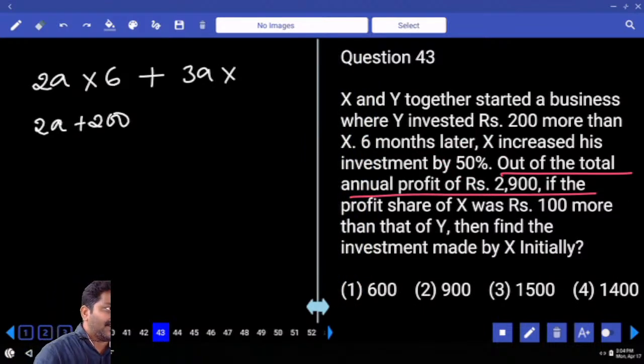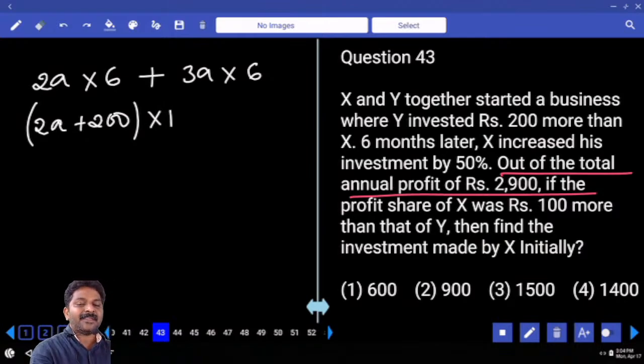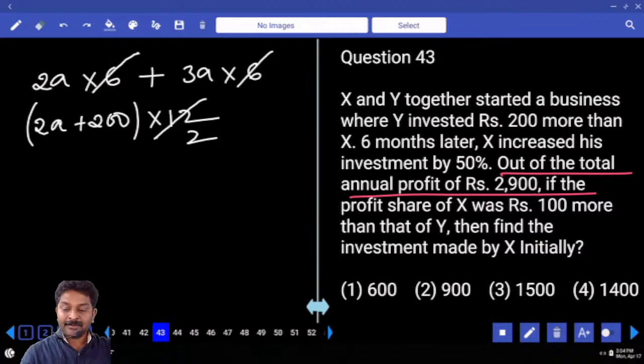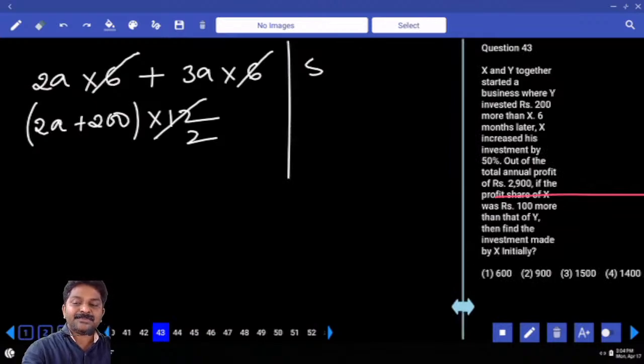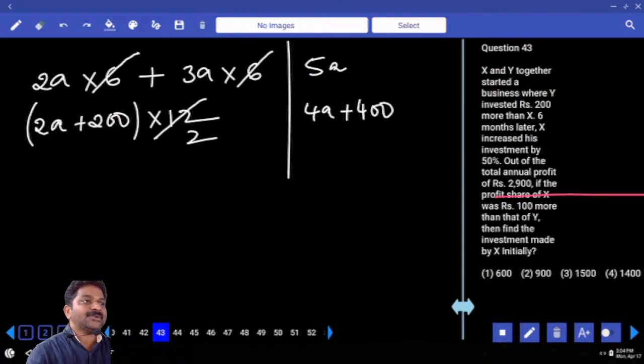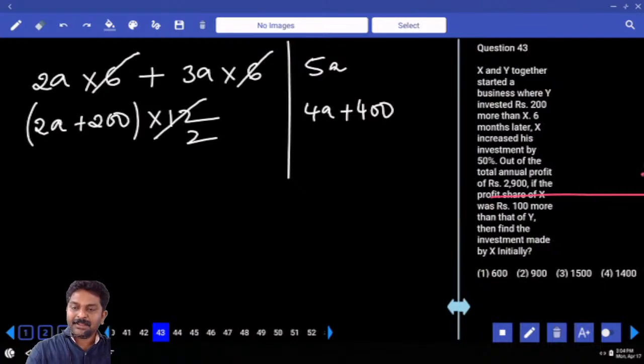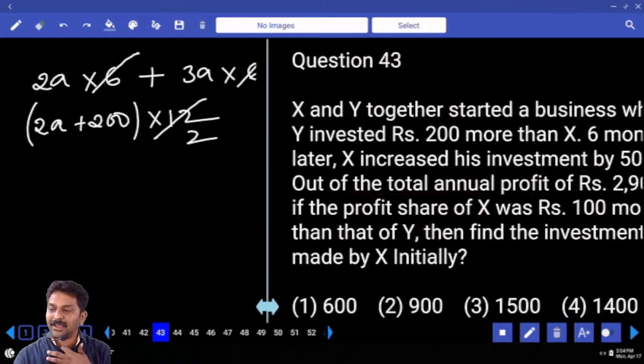Annual profit they say. That means the business happened for 1 year, 12 months. Already 6 months over for X, remaining 6 months. And this is Y's investment. Did Y change his investment? That means that will be there for 12 months. Go for 6 common and it gets cancelled. So finally, this becomes 5A and it becomes 4A plus 400. This is going to be the profit sharing ratio. Right, continue. Out of annual profit, what happened?